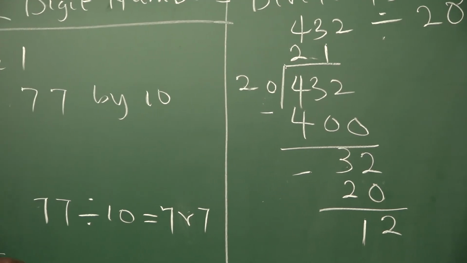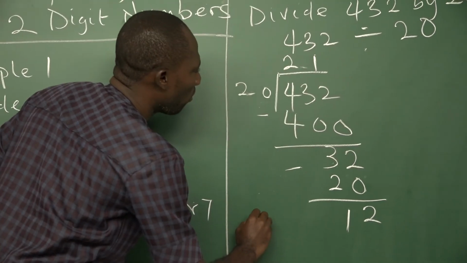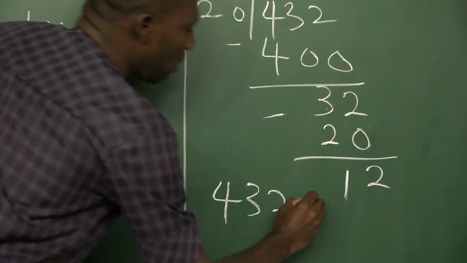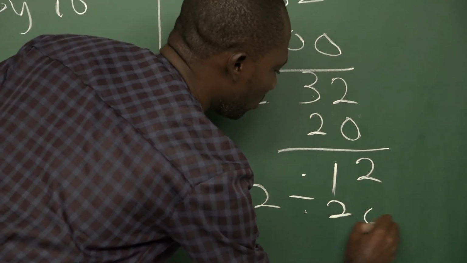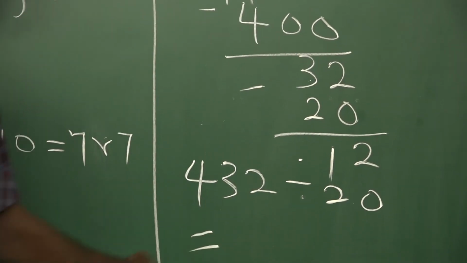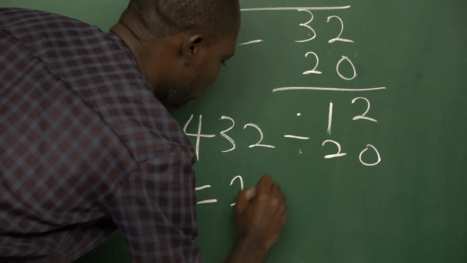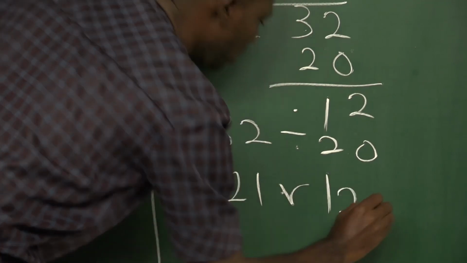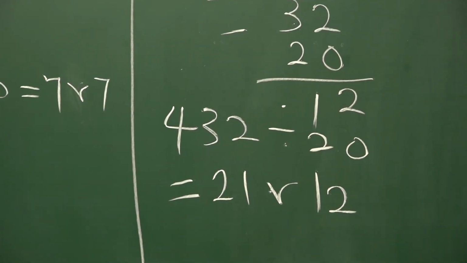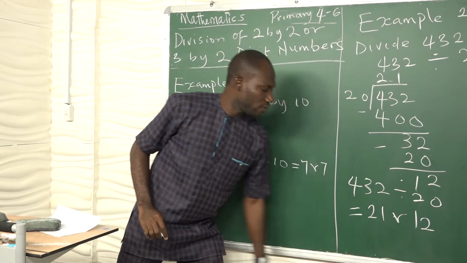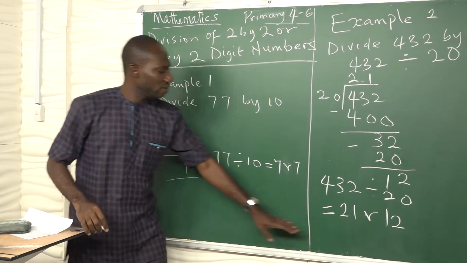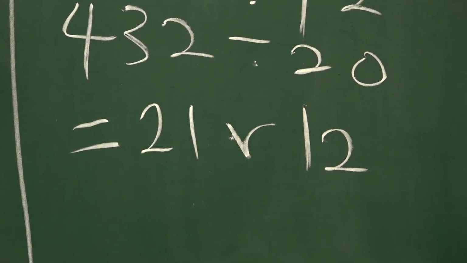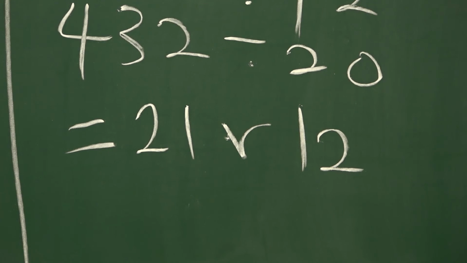So it then means that our 432 divided by 20 will give us 21, remainder 12. It means there is a remainder. The remaining number is 12. So it's not as if it's an entire whole number. So we'll have 21, remainder 12.